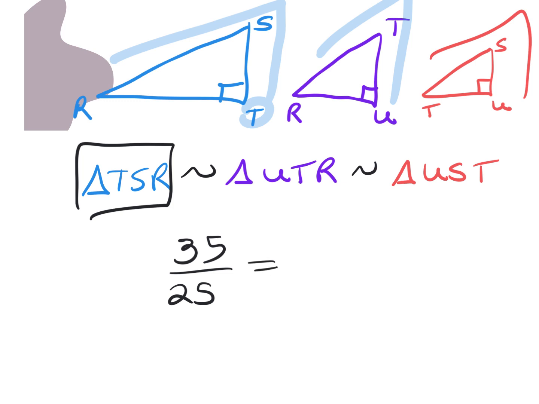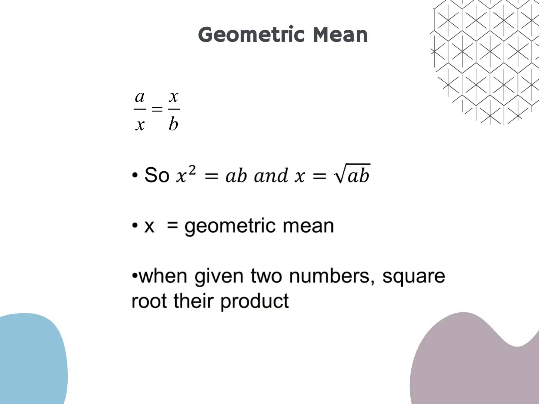I would expect you to simplify this to 7 over 5. Don't turn it into a decimal when it says exact. Okay, so a geometric mean, when you're given two numbers, all you're going to do is square root their product.